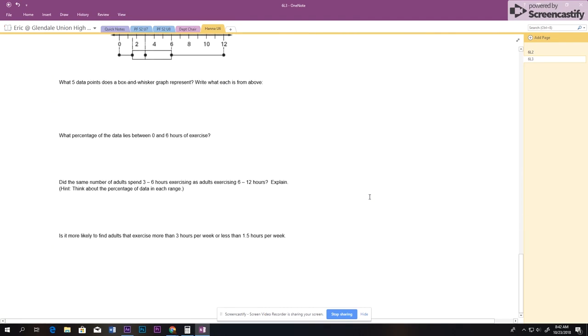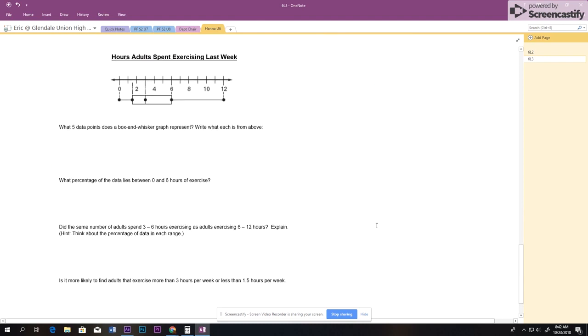And then our last set of questions involving this box and whisker. Let's take a look. What 5 data points does a box and whisker graph represent? Write what each is from above.